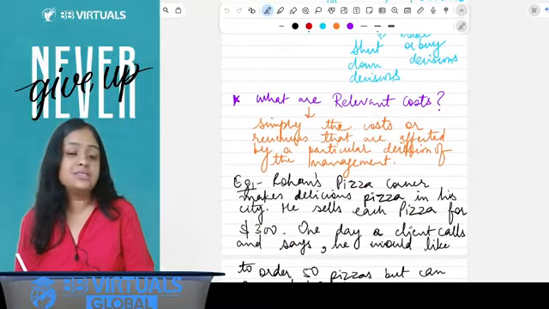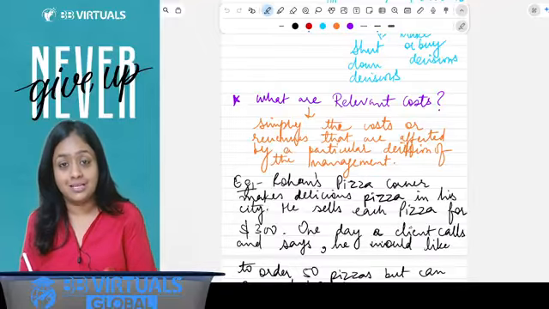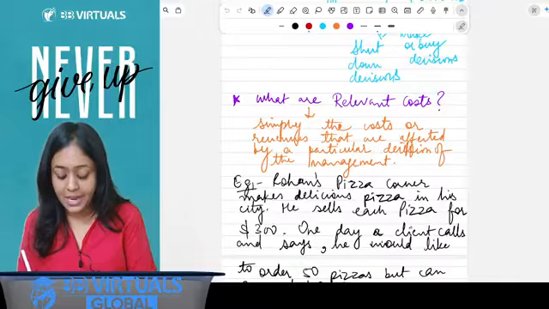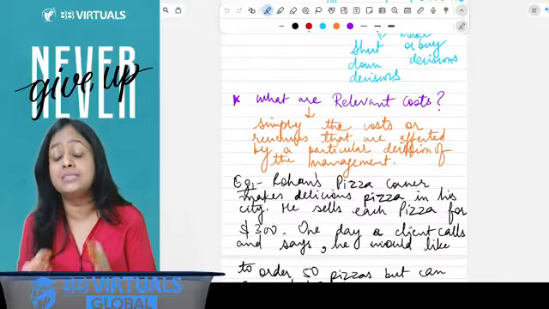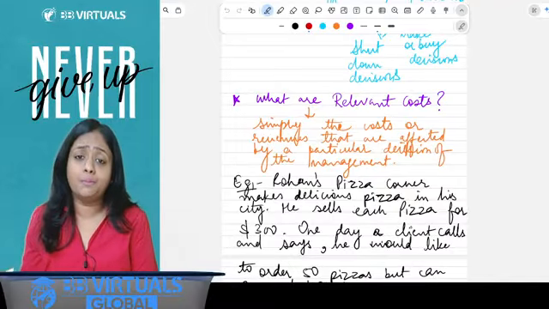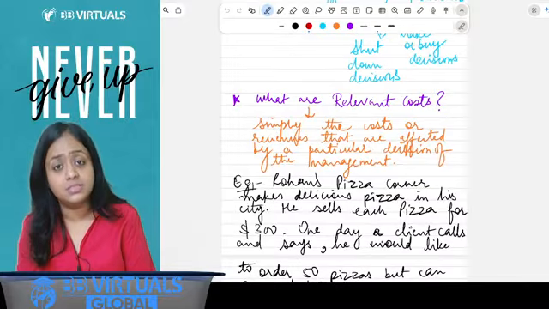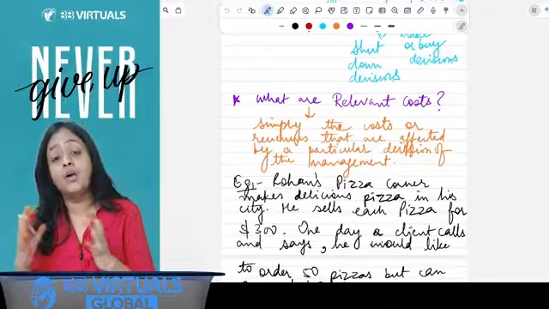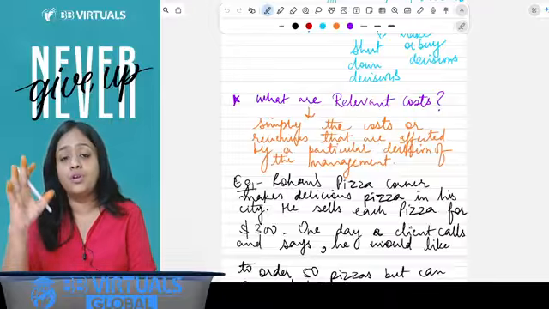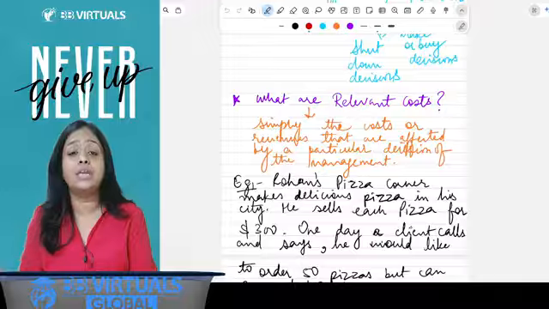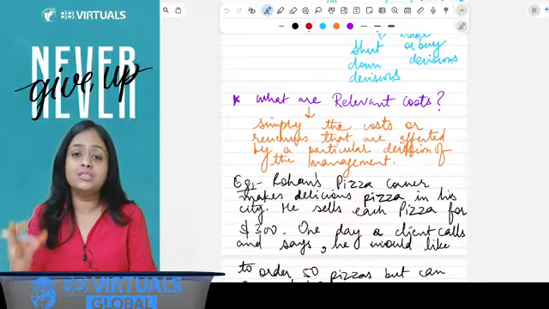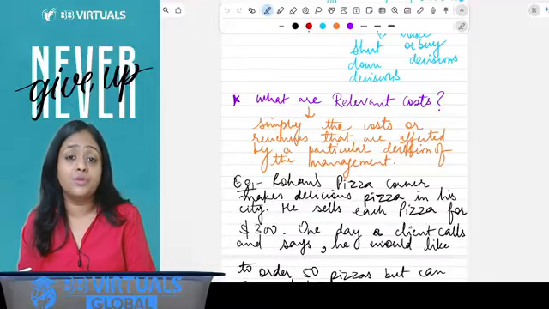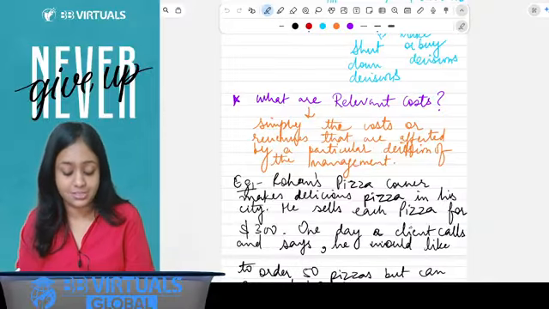What are relevant costs? Simply speaking, like we discussed in the last topic, they are the costs or revenues which are affected by a particular decision of the management. It simply means that if you undertake a particular project or decision, these are the costs that you can avoid. If you do not take that project, the costs that you can avoid are the relevant costs. The costs that you cannot avoid, like a portion of fixed cost, are not relevant costs.